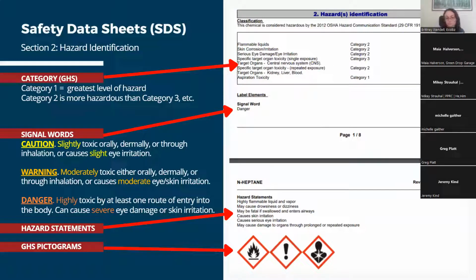Signal words. We have caution, we have warning, and we have danger. These are often on a product, on the label of the product itself as well. But caution is kind of in the slightly toxic realm. Warning, you're getting a little bit more toxic, and danger is the high and the more severe toxicity. We also might see hazard statements. And the GHS pictograms, sometimes they're on an SDS and sometimes they're not.